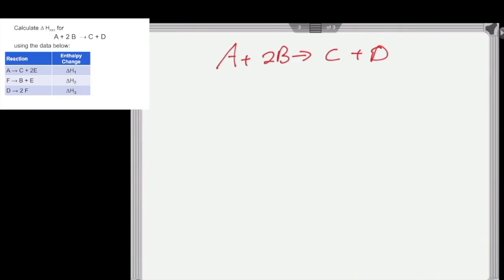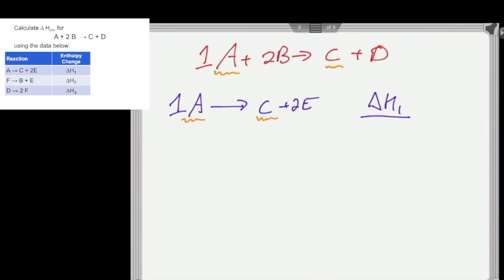What we're missing, or let's take them piece by piece. In the first equation, A makes C plus 2E, and that has some delta H1. Well, if you notice, A is a starting material. It's already in the right position, so I do not need to invert or change this equation. Drawing it forward is just fine. C is already a product. So we have a representation. Not only that, my equation I care about only uses 1A, and I'm talking about 1A. So there's really nothing I have to do to this guy. It's in the right direction and has the right magnitude. I don't need to multiply it out. Sarah, yeah.